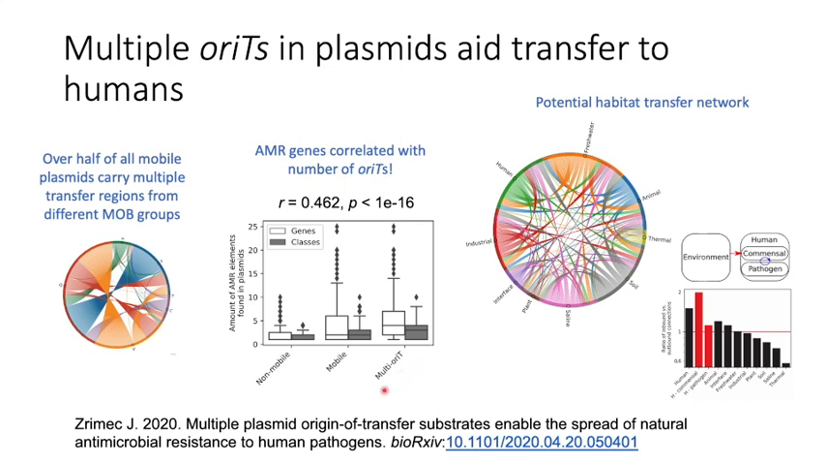actually significantly correlated. So then a final analysis was to build and explore a potential cross-habitat transfer network based on these multi-oriT plasmids, which shows it might facilitate the transfer of resistance genes from environmental reservoirs to human bacteria, and suggests that the observed transfer regions might be an important point of focus for future study and prevention measures.